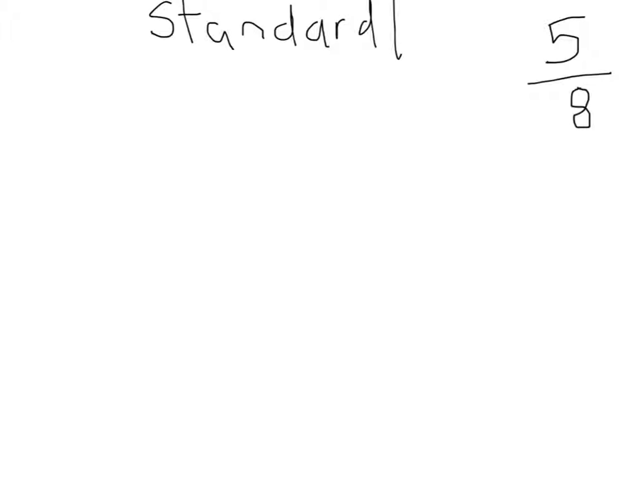Now you might be wondering what this number, the number 8 on the bottom, means, and what the number on the top means. Well, let's start first. The number on the bottom is called the denominator.